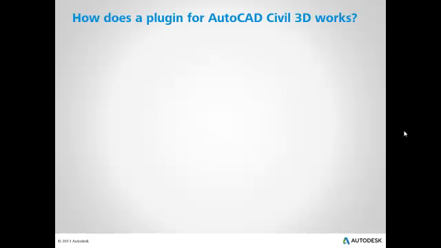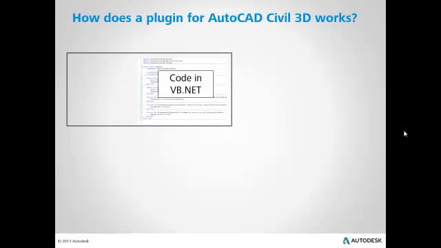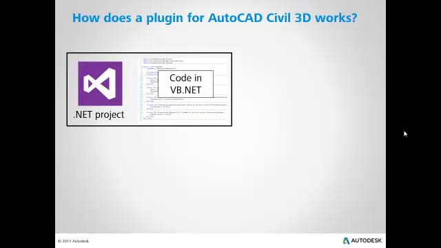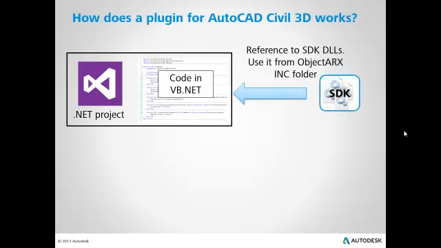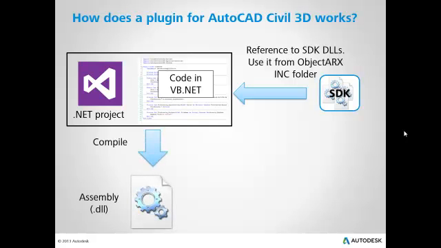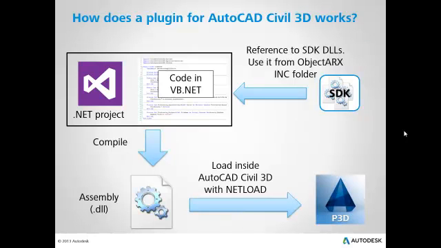So how does a plugin for AutoCAD Civil 3D work? First, we have to create our code inside a .NET project. Then, we can add the references that we need. Compile this code into an assembly, which is a DLL, and then finally NETLOAD that inside Civil 3D.